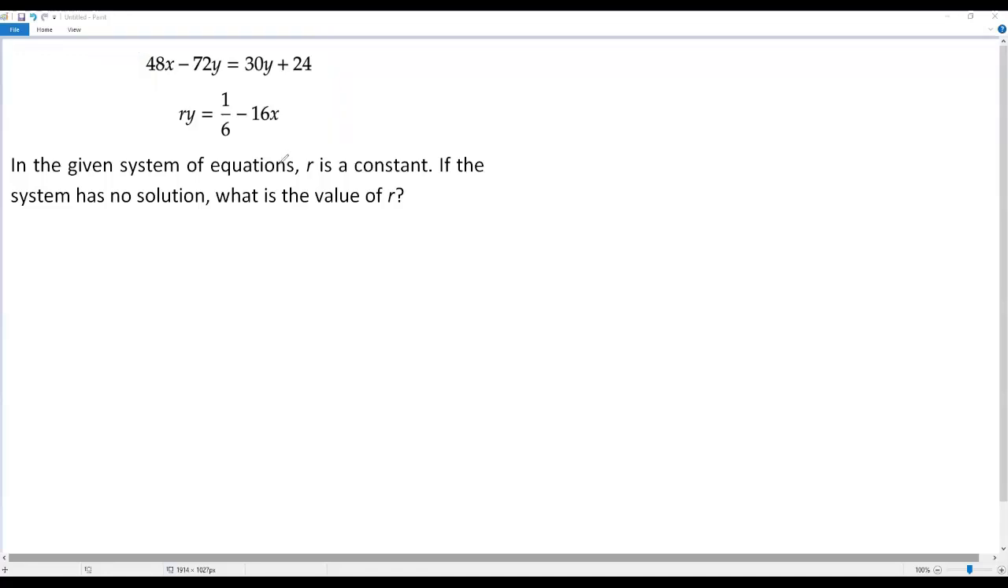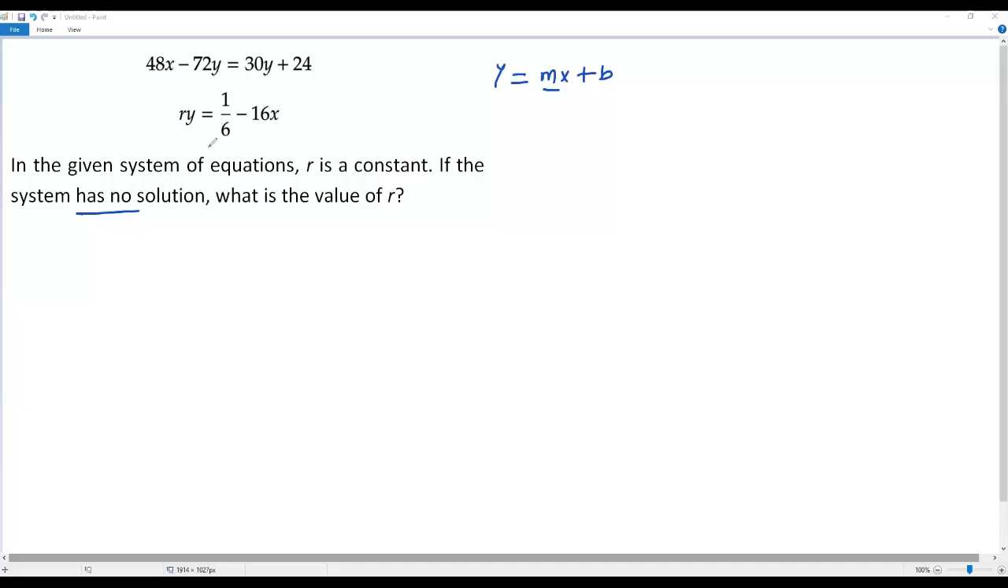When we solve this kind of problem, where we get two linear equations in the system and the system has no solution, we will try to write each equation in slope-intercept form so that we can get the slope easily. That is, the slope-intercept form is y equals mx plus b. So once I get the slopes of the two equations, I can equate them, because if two lines are parallel, then the slopes must be equal. Since the system has no solution, the two lines must be parallel with different y-intercepts.